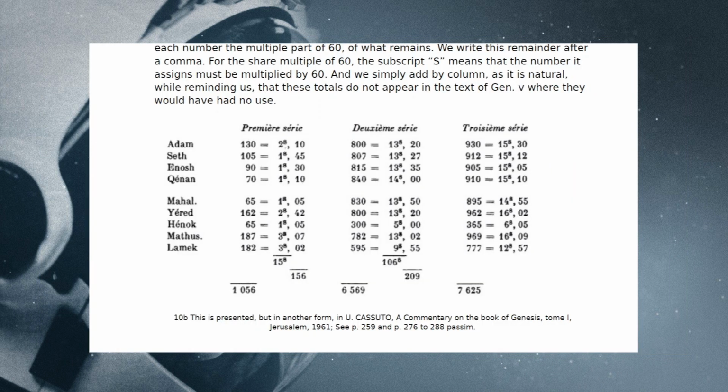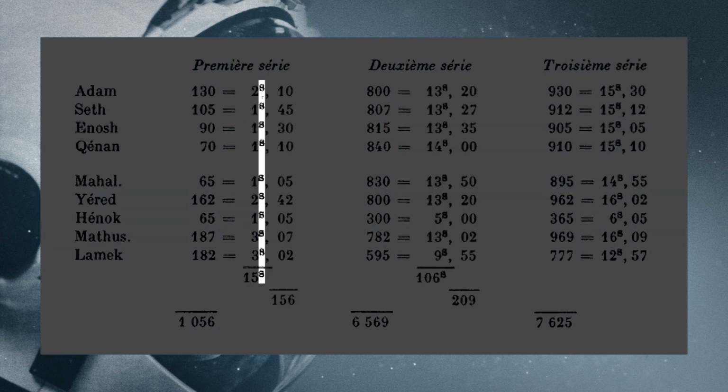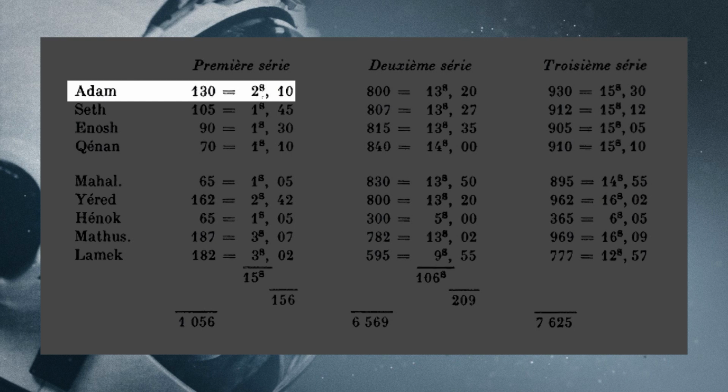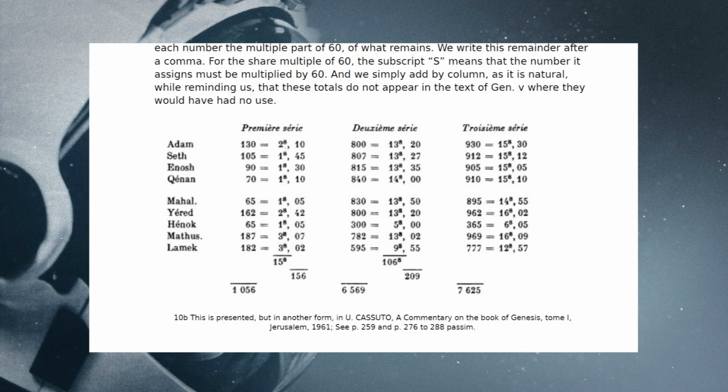Now, what's next to this is not actually found in the biblical text, but it is implicitly there if you assume the sexagesimal system. So how we read this chart is there's this little subscript S here, which stands for 60. So Adam, for example, is 2 60s, that is 120 plus 10 equals 130. Let's do a simpler one. Kenan was 70, so that's a 60 plus 10, 70. So that's how you read this chart, right? It's how many 60s and what the remainder is.